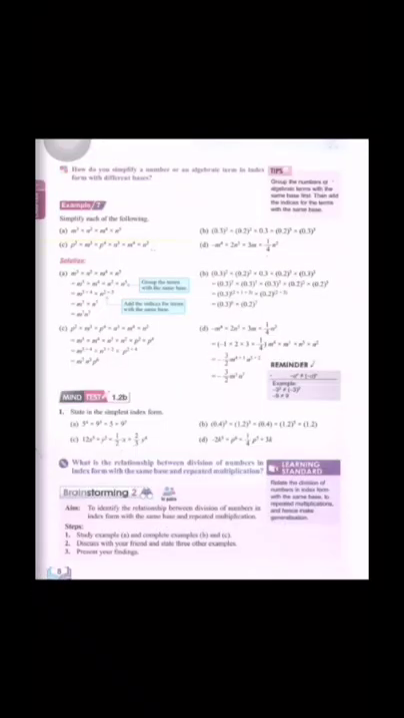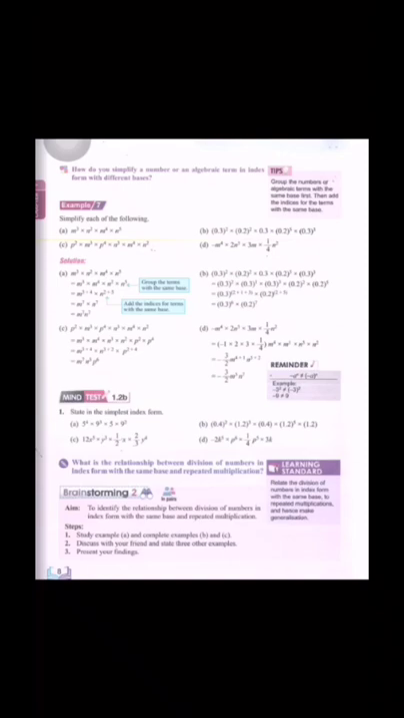Okay, how to simplify a number or an algebraic term in index form with different bases? We look at example 7. Simplify each of the following. Okay, a, m to the power of 3 times n to the power of 2 times m to the power of 4 times n to the power of 5.